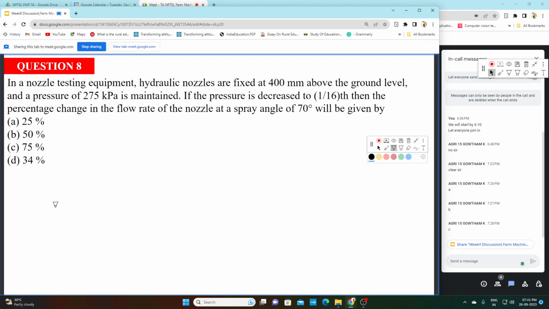In the nozzle testing equipment, hydraulic nozzles are fixed 400 millimeter above the ground level, and a pressure of 275 kilopascal is maintained. If the pressure is decreased to 1 by 16, then the percentage change in the flow rate of the nozzle at the spray angle 70 degree will be? This thing is given as additional information. We really don't need this, nor this other information.